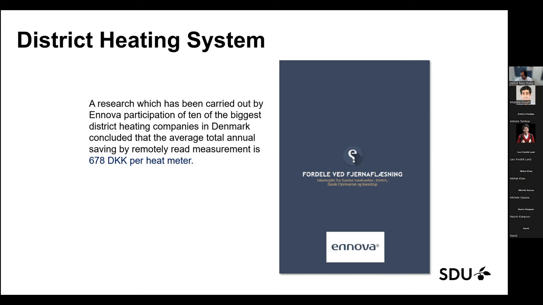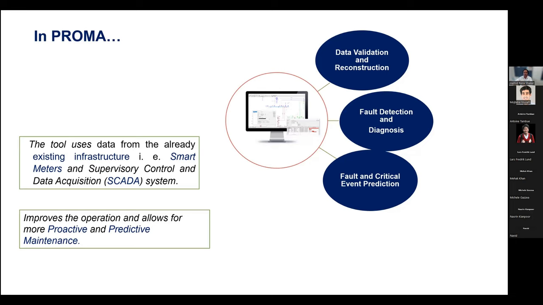management. So I have a project called PROMA, Proactive and Predictive Maintenance of District Heating System. In this project, we focus on maintenance and asset management for district heating systems. Basically, we develop software which has three features: data validation and reconstruction, always validating data first and then using it for maintenance and asset management; fault detection and diagnosis; and another software component, fault and critical event prediction.